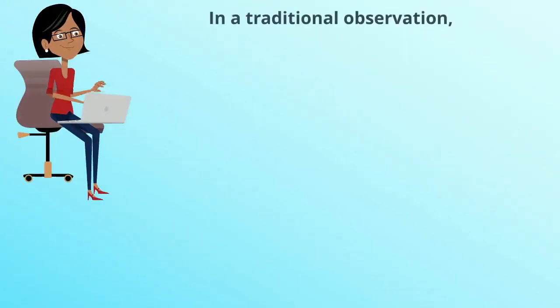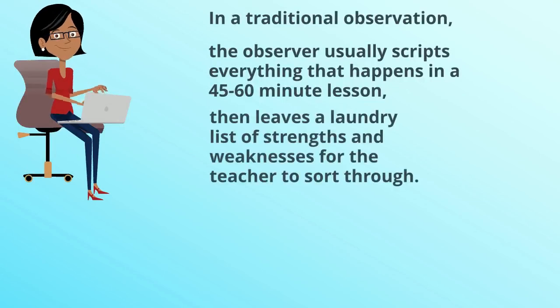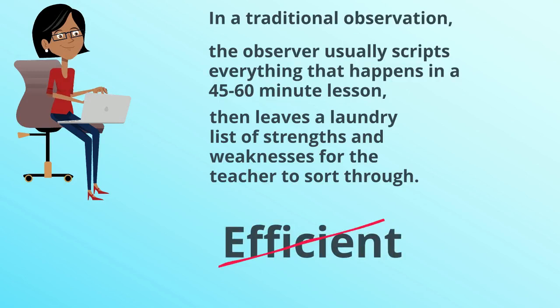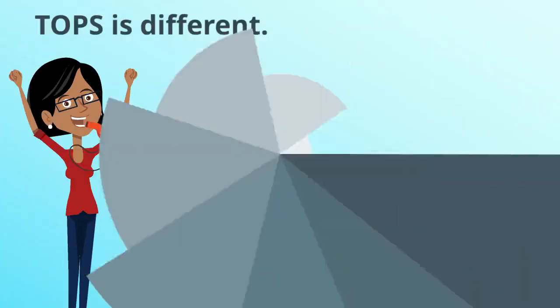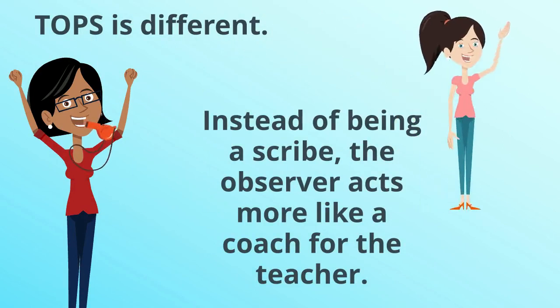In a traditional observation, the observer usually scripts everything that happens in a 45 to 60-minute lesson, then leaves a laundry list of strengths and weaknesses for the teacher to sort through. This isn't exactly efficient. But TOPS is different. Instead of being a scribe, the observer acts more like a coach for the teacher.